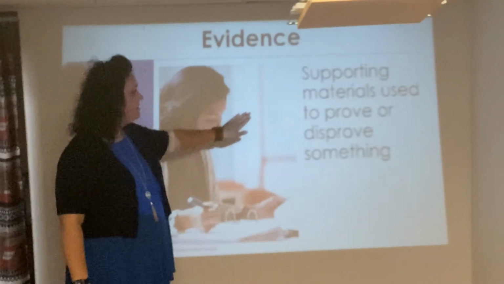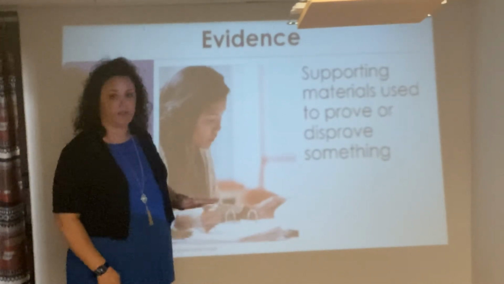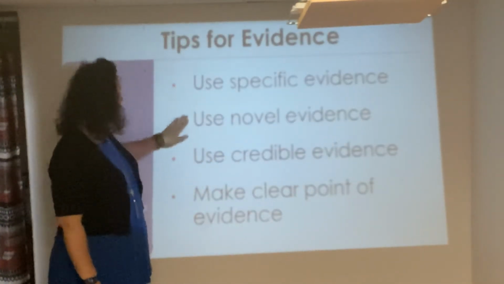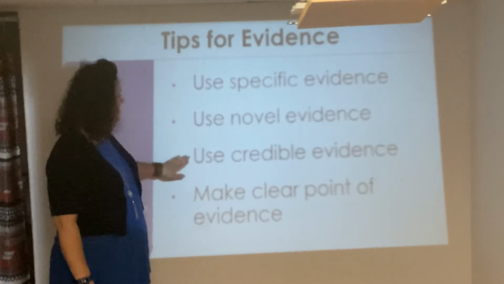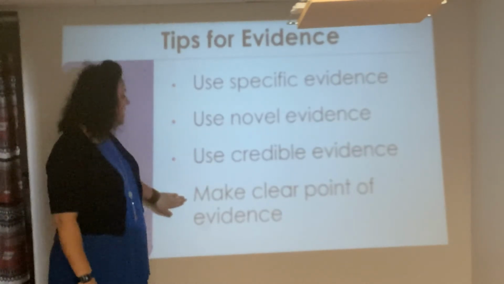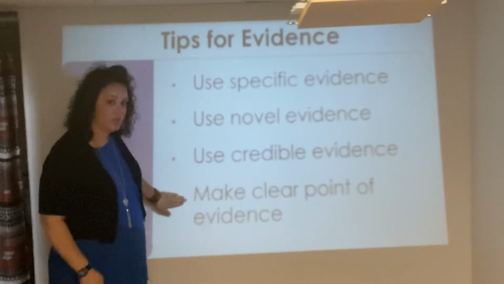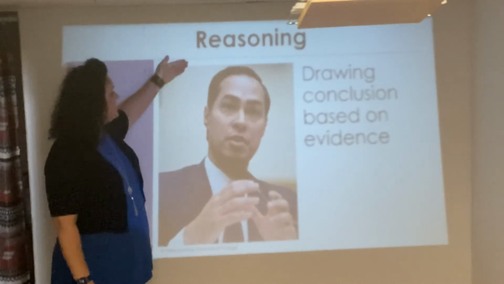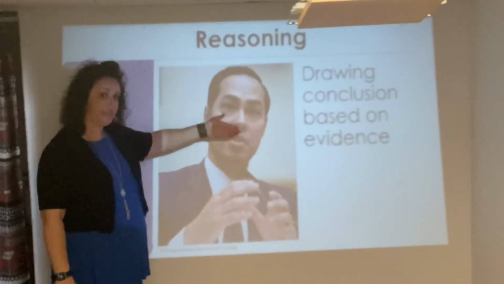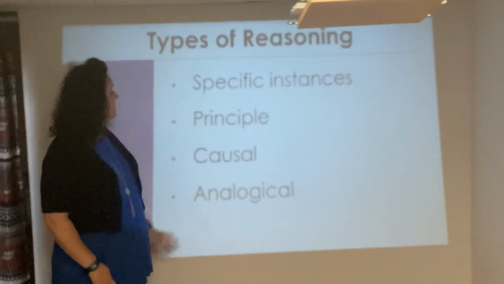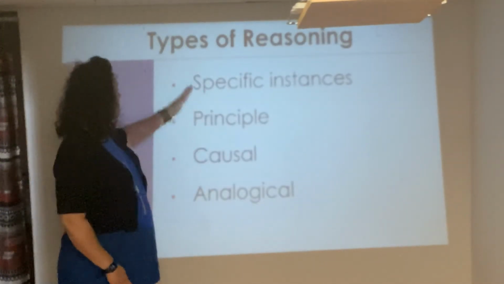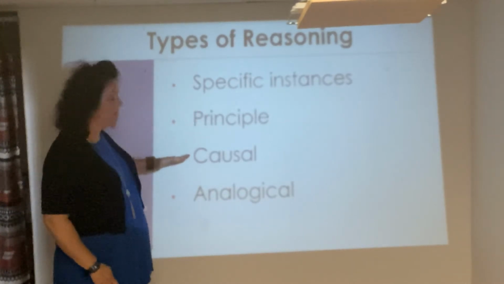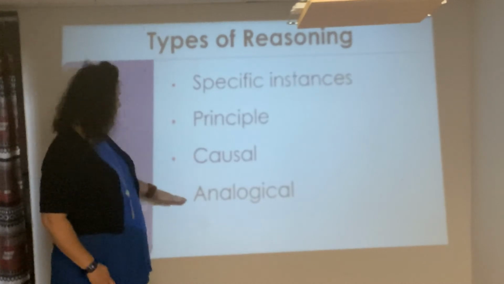Evidence is supporting materials used to prove or disprove something. Tips for using evidence: use specific evidence, use novel evidence, use credible evidence, and make clear the points of the evidence that you are presenting. Reasoning is drawing a conclusion based on the evidence that you have presented. There are types of reasoning: reasoning from specific instances, reasoning from principle, causal reasoning, and analogical reasoning.